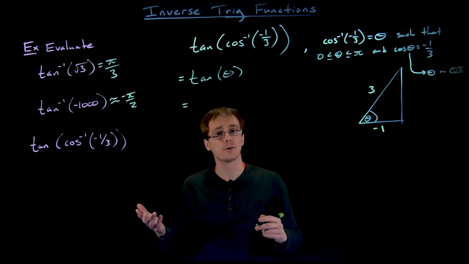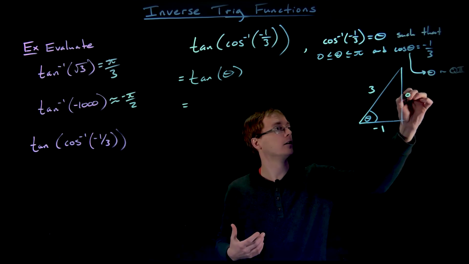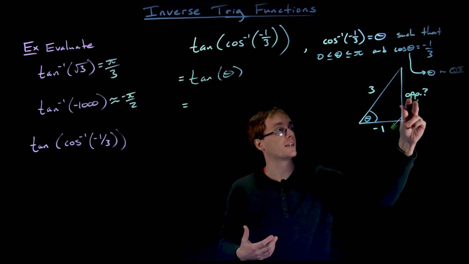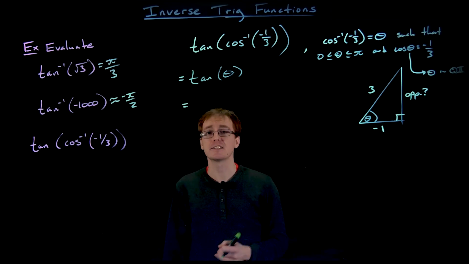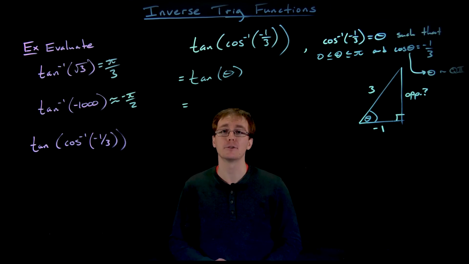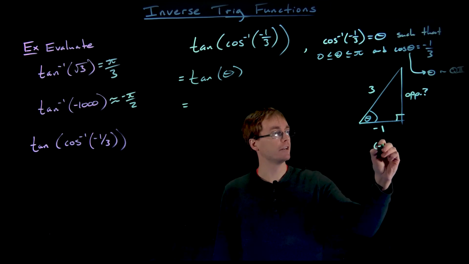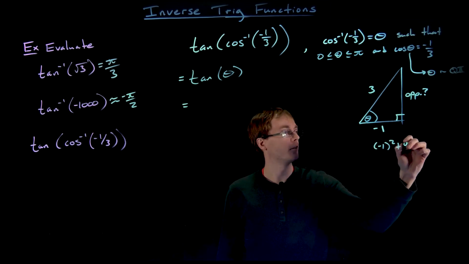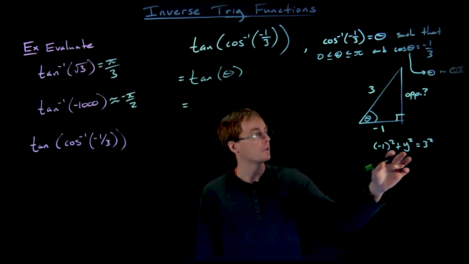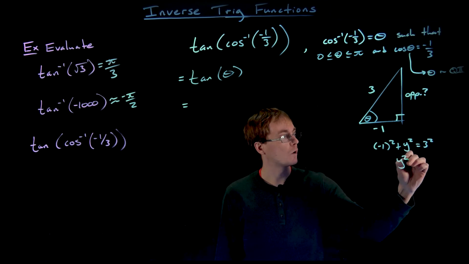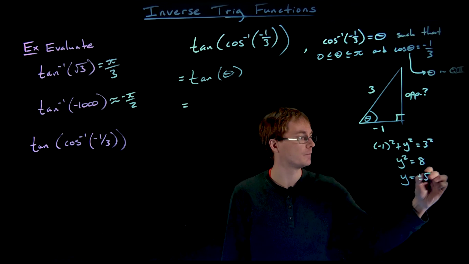What is tangent of an angle theta in right triangle trig terms? Tangent is opposite over adjacent. So we don't know our opposite side length yet, but we're going to be able to find that using our Pythagorean theorem. And if we divide that by our adjacent side length of -1, well, then we will be able to evaluate this original composition. So we know that -1 squared plus this unknown, let's call it y squared, is going to be equal to 3 squared. So 1 plus y squared is equal to 9, y squared is equal to 8, and y is going to be equal to plus or minus the square root of 8.